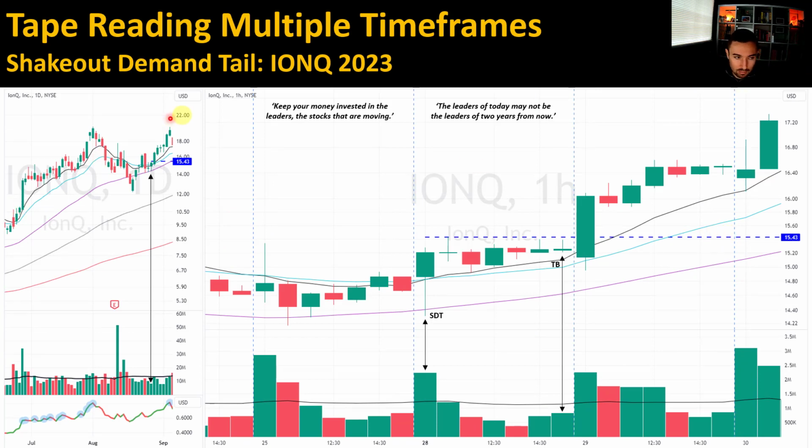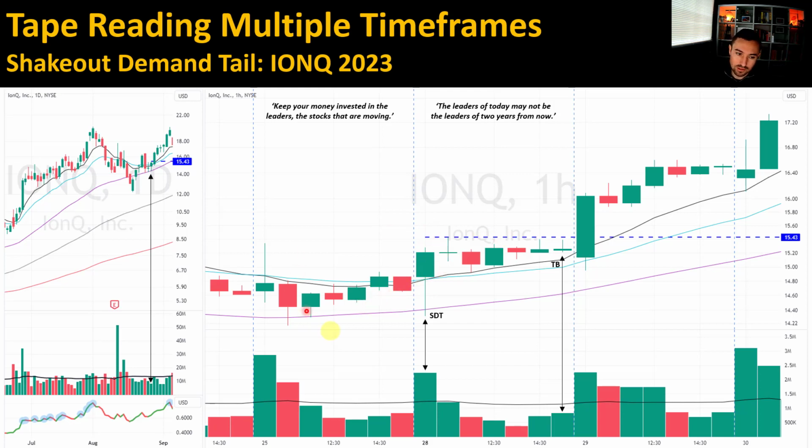So a couple of quotes here from Livermore as well. Keep your money invested in the leaders of stocks that are moving. The leaders of today may not be the leaders of 2 years from now, even tomorrow, even next week, right? So this is IONQ. The point I want to make on here, IONQ was, at this moment in time, a very strong stock. Quantum computing, you think about artificial intelligence, you think about pick and shovel type plays to that as well. So the likes of quantum computing, important, right?